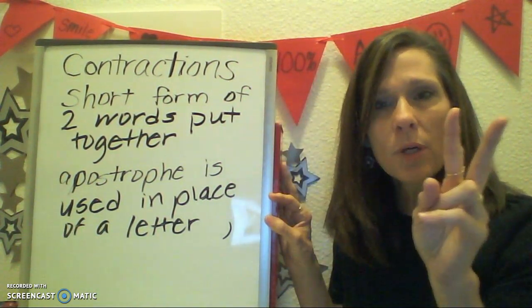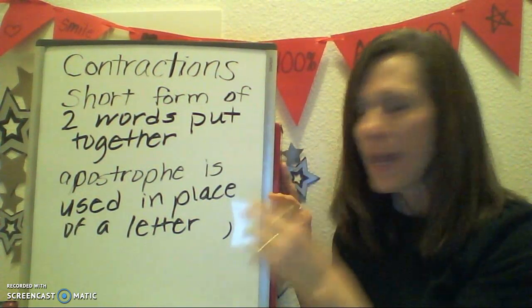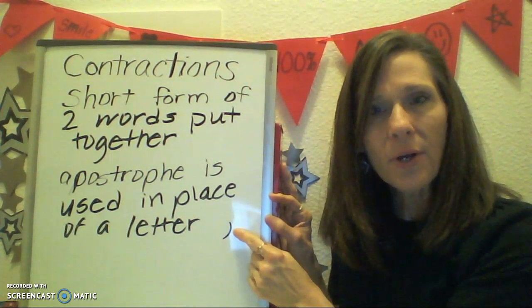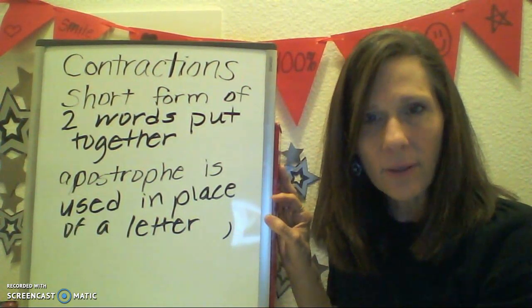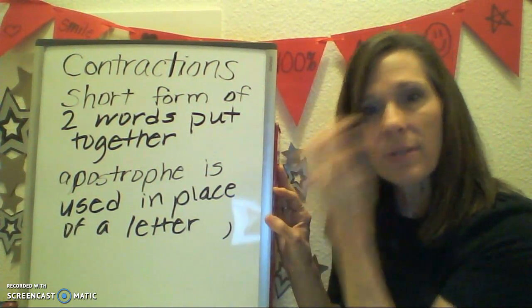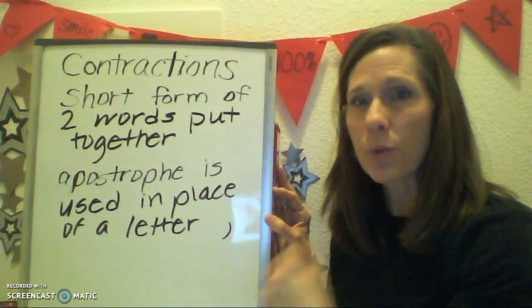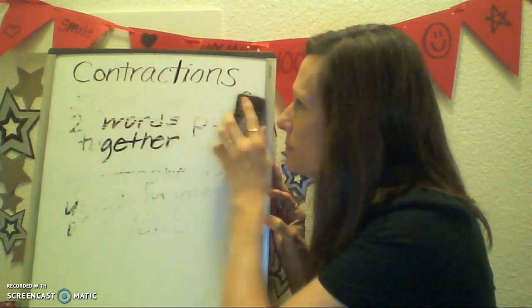Okay, so we're taking these two ideas. We're going to take two words, shorten them, and put them together to make one word. And we're going to use this little mark here called an apostrophe to show where the missing letter is that we take out from the two words that we're using. Okay, so let's practice a little bit.